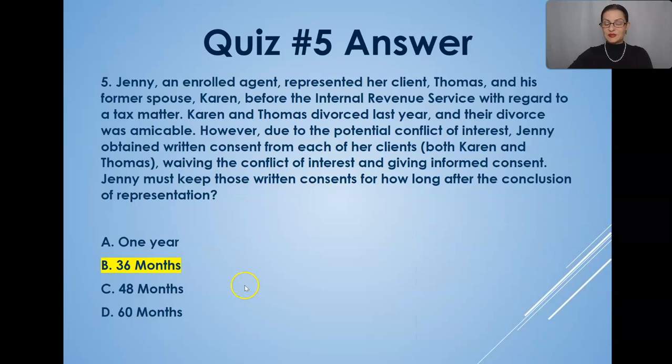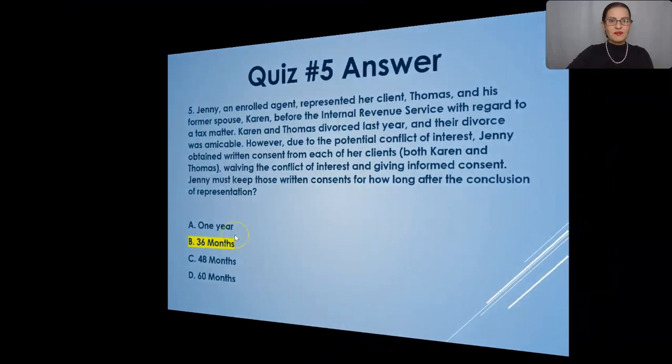And the answer is B, which is 36 months. So Jenny, who is the enrolled agent, would be required to keep that conflict of interest waiver for 36 months. This is a record-keeping requirement for the practitioner, not for the taxpayers themselves. So 36 months is how long she has to hold on to that conflict of interest waiver for both spouses.